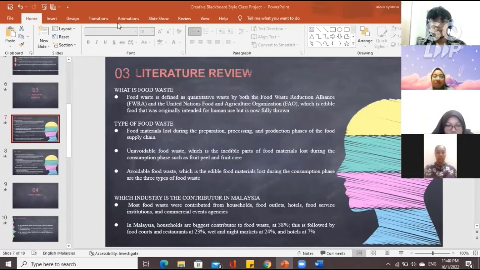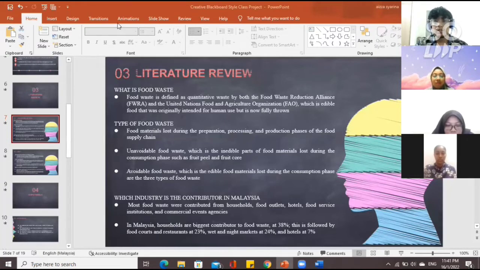First, it's food material loss during the preparation, processing, and producing phase of the food supply chain. The second one is unavoidable food waste, which is the inedible part of the food material lost during the consumption phase, such as fruit peels and the food core. The third one is avoidable food waste, which is the edible food materials lost during the consumption phase.